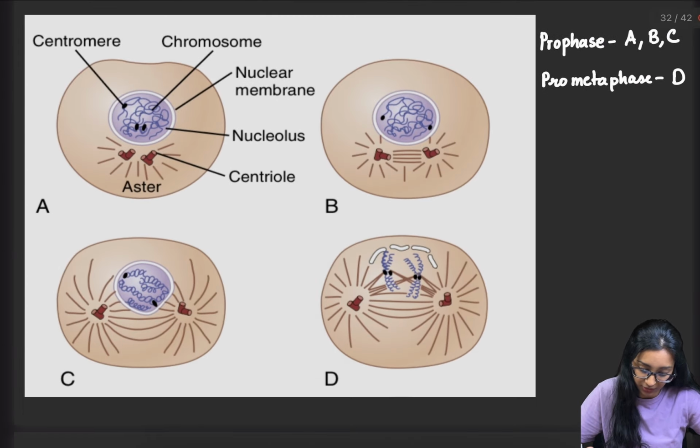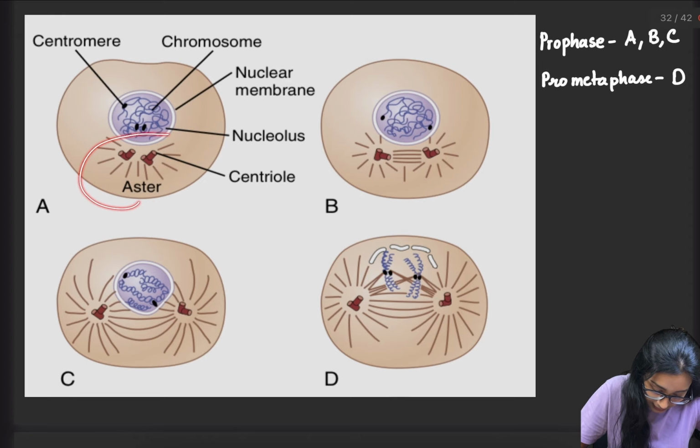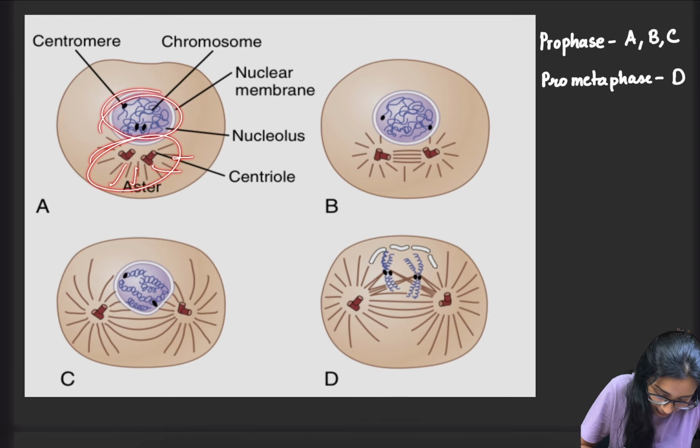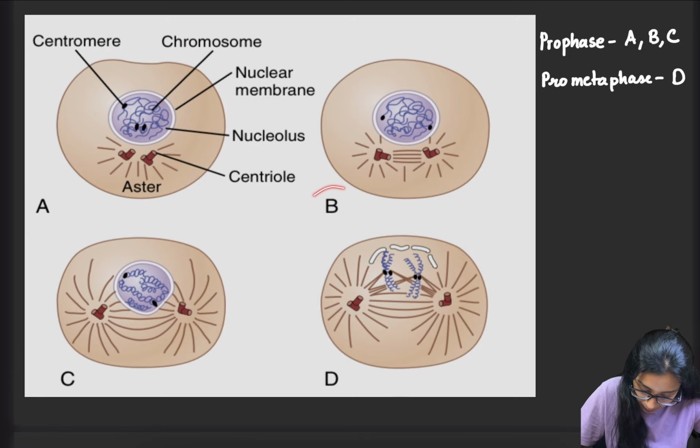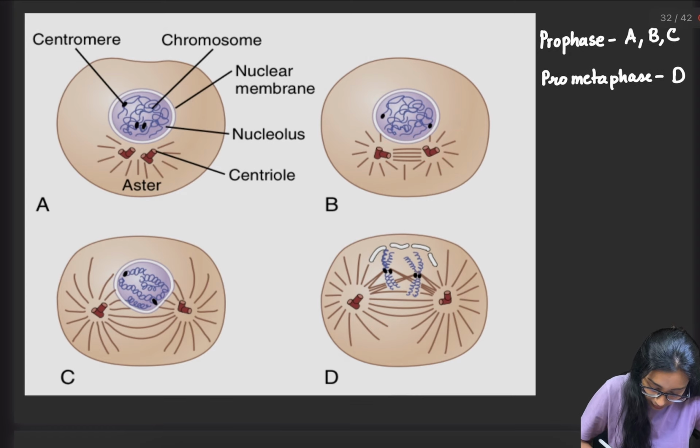So here's one picture. This is the centriole, and here is the aster formation. Inside the nucleus, we have the nucleolus, which leads to the formation of the chromosome. In the B picture, the spindles have formed. Here is the aster. Then C is again the prophase. So all of A, B, C here are the prophase.